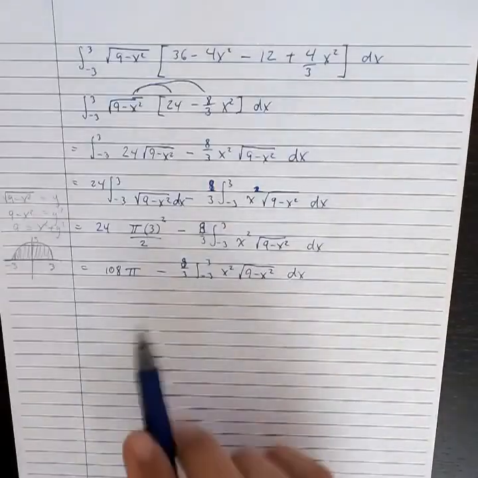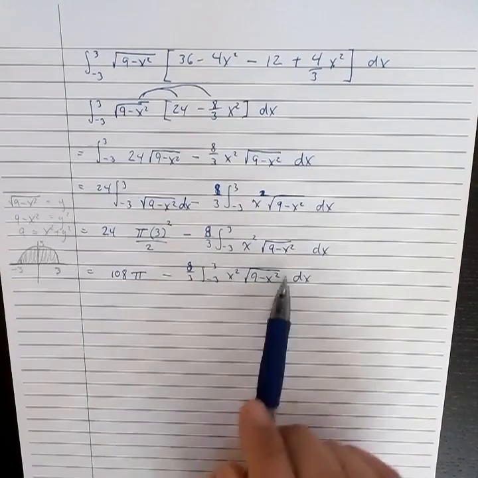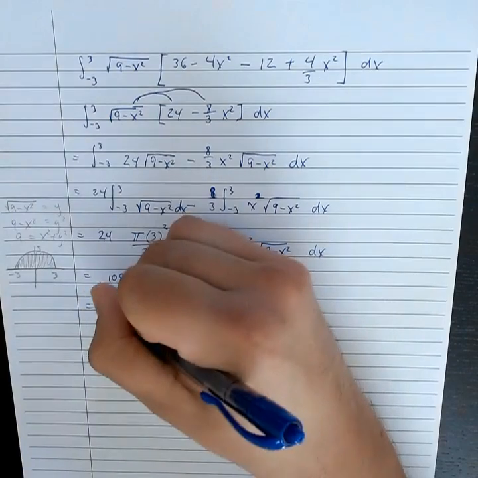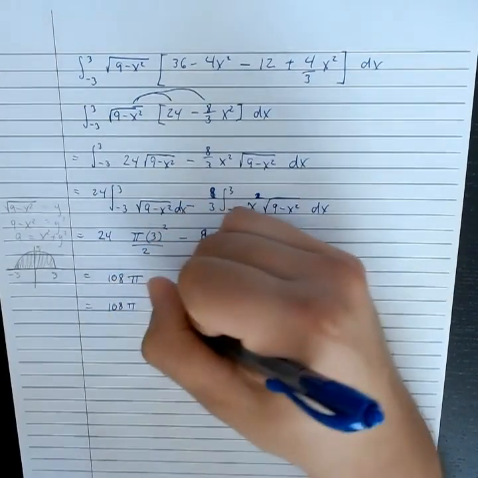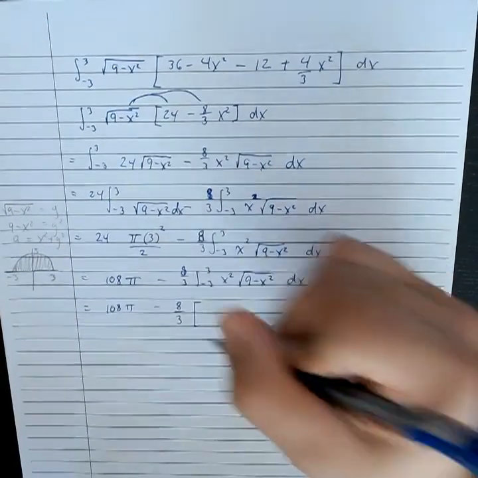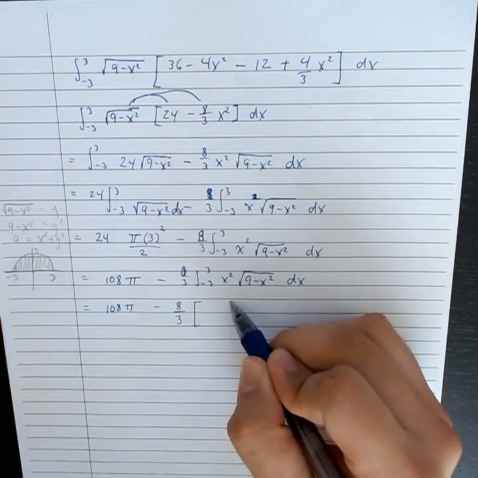So here, we've already done this part. And here we've done this part here. So all we're looking for is this number there. So that's going to be 108 pi minus 8/3 times, and then we're going to evaluate this thing right there.